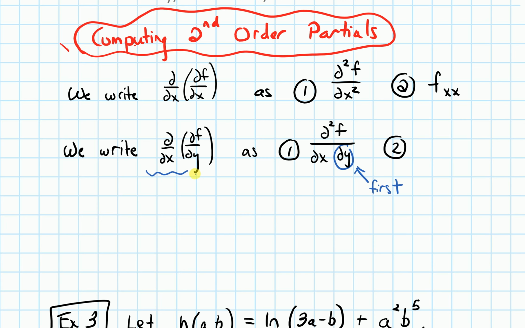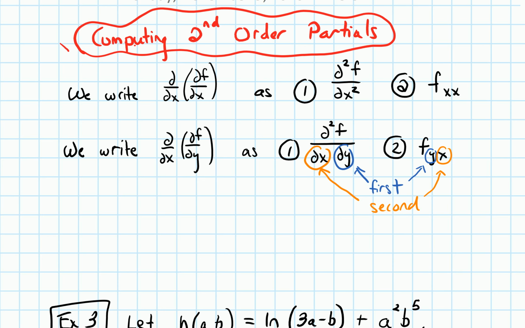I think it's easier to see once it's written in this notation, because this means definitely do the partial of f with respect to y, and then after we did that, then we took the partial of that with respect to x. So we did it with respect to x second here. And using our other notation, we would write this as f y x like this. So in this notation, the subscript that's written first is the partial we do first, and the subscript that's written second is the partial that we do second.